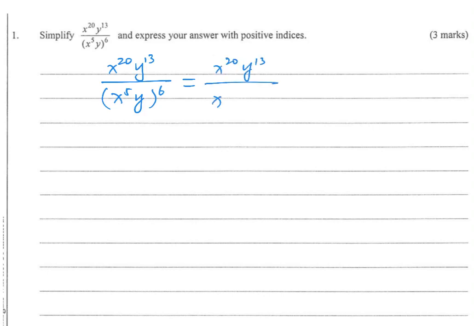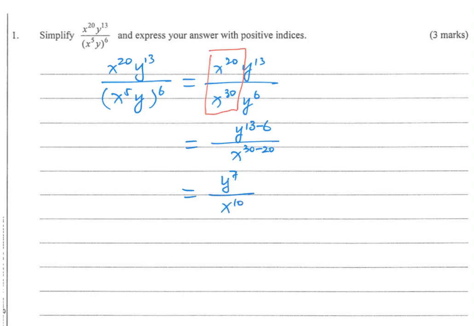So x to the power 5 to the power 6, which is 5 times 6, which is 30. Y to the power 1 and then to the power 6, 1 times 6, which is power 6. For the power of x, because the power in the denominator is bigger, I keep it in the denominator, 30 minus 20. And now for y, because the power in the numerator is bigger, I keep it in the numerator, 13 minus 6. So the final answer is y to the power 7 over x to the power 10.